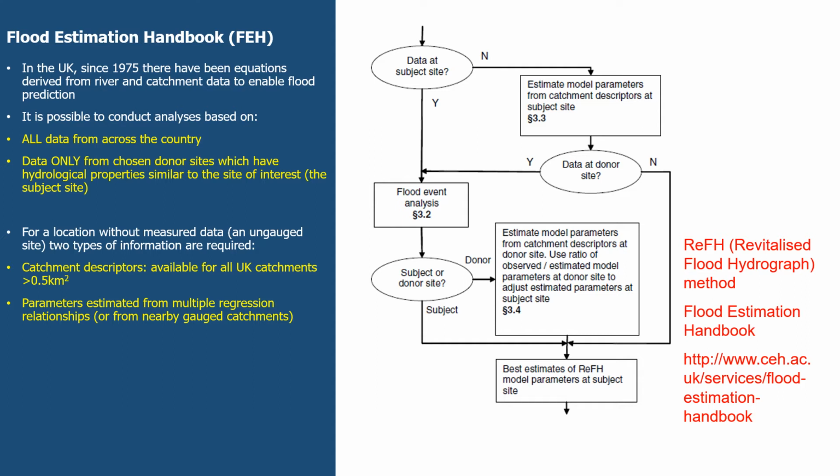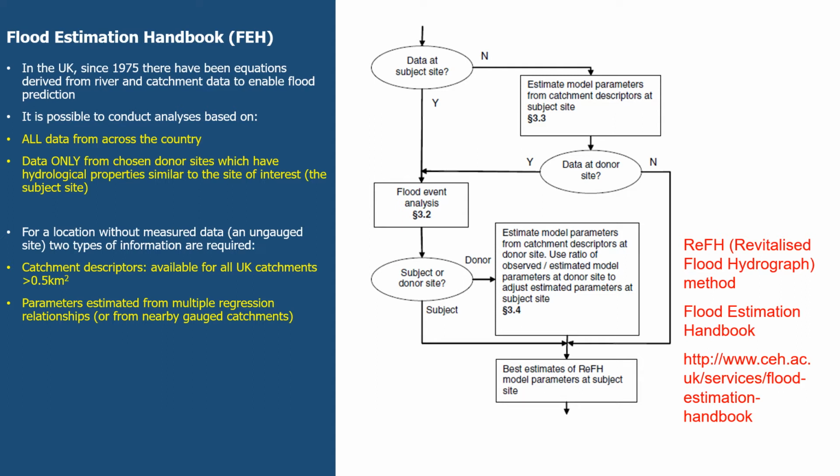It's been updated a lot since 1975, but the structure is broadly similar in that we start by asking the question, do we have data at the site of interest? If so, we'll go down here. If not, we need to estimate the characteristics of our site of interest from the catchment descriptors at our subject site, the site we're interested in. Do we have a suitable donor site? Is there another place nearby which is hydrologically similar? If so, let's use that data to do an analysis of the flood event.